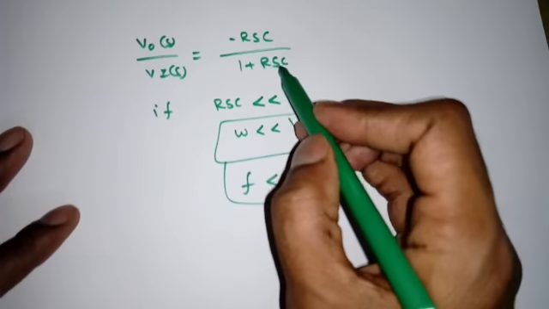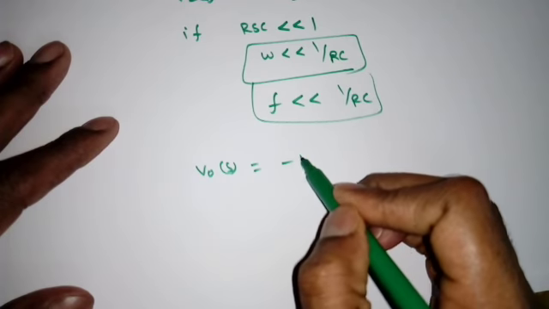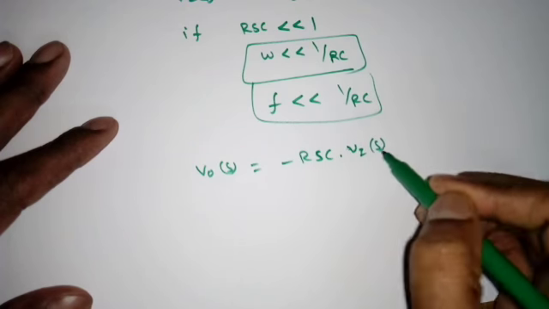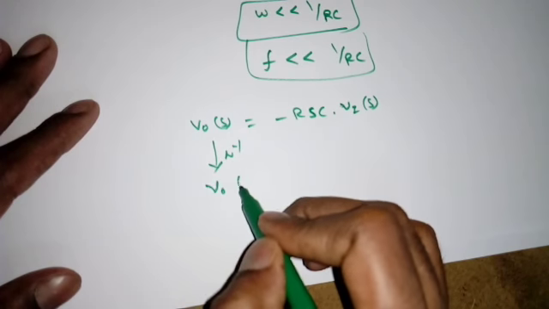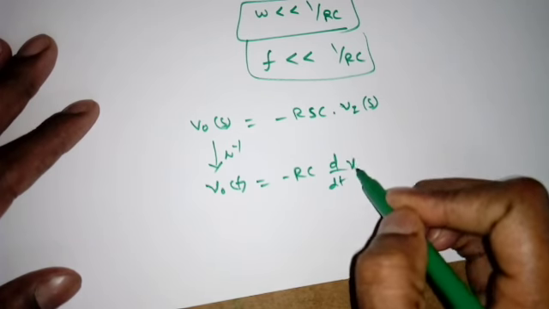So this means I can neglect this term, so that V naught of s is equal to minus RSC into Vi of s. If I take the inverse Laplace transform, what we will get? V naught of t is equal to minus RC into d by dt of Vi of t.